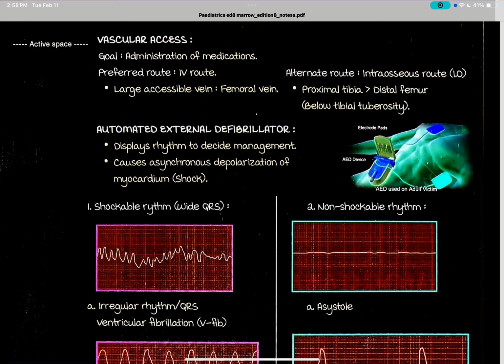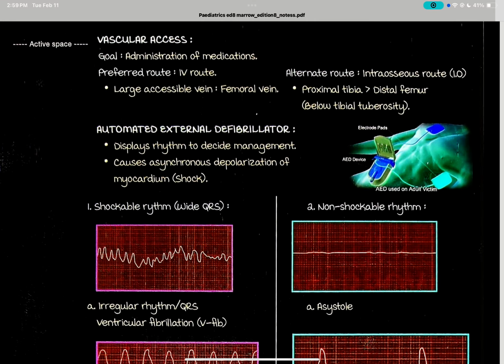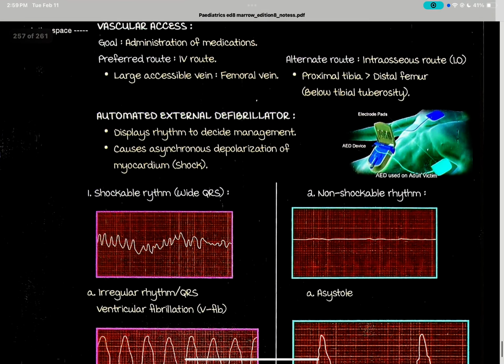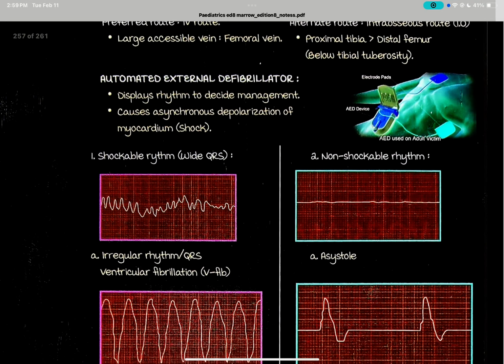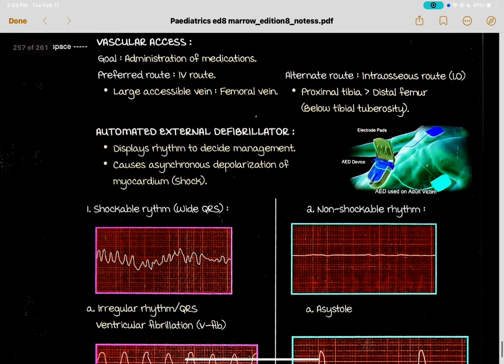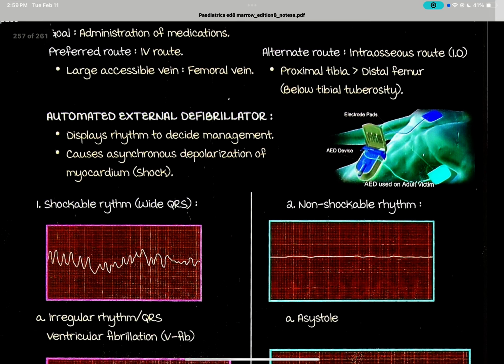Vascular access. Goal: administration of medication. The preferred route is IV. A large accessible vein is the femoral vein. The alternate route is the intraosseous route: proximal tibia more than distal femur, below the tibial tuberosity.